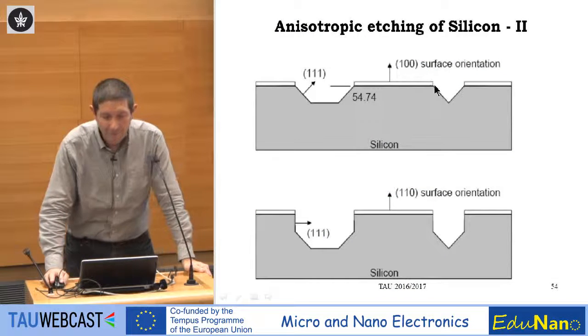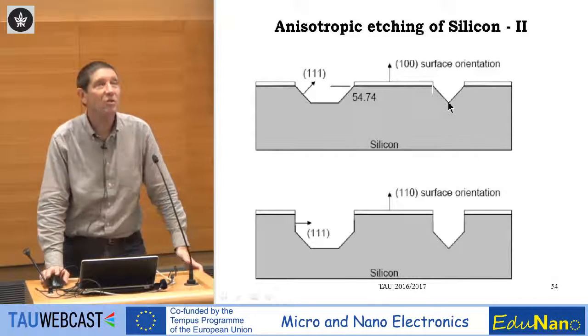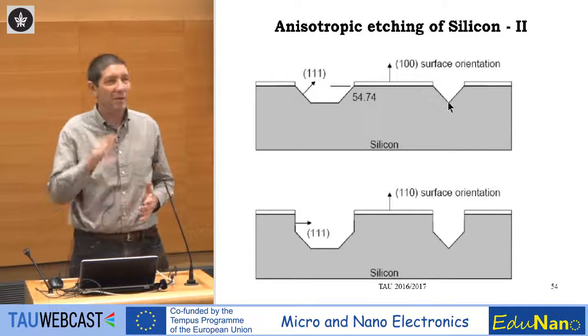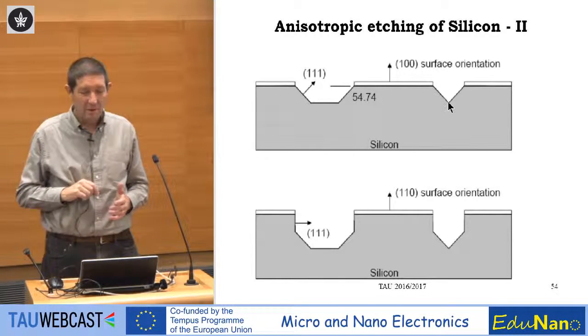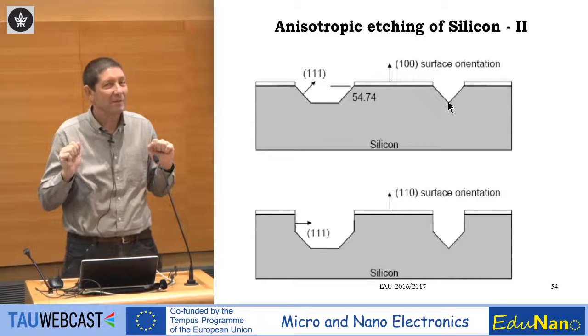Now what happens if I have a very small feature? I etch from here, and then the etch stops. This is called a V-groove with an angle of 54 degrees, and the etch stops, and the process stops by itself. It's a nice process.